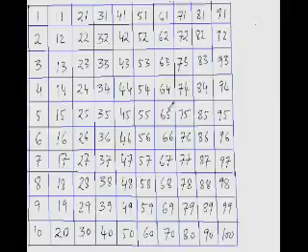Now let's try to subtract from 3-digit numbers. So if I ask you what is 136 minus 24, what would your answer be? Again the same thing, 136 minus 4 is 132. Now jumping down 10 twice, so it would be 122 and 112. That's your answer.